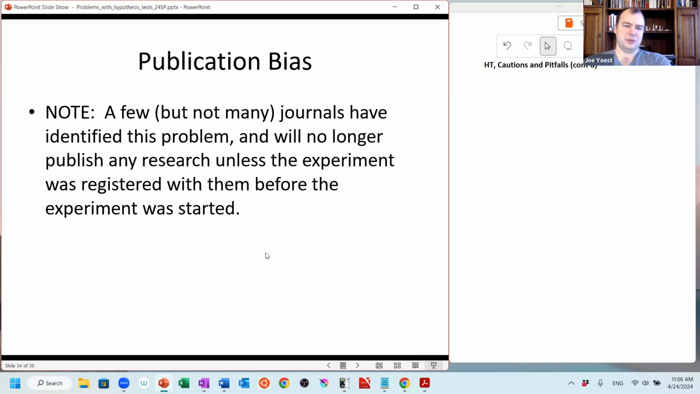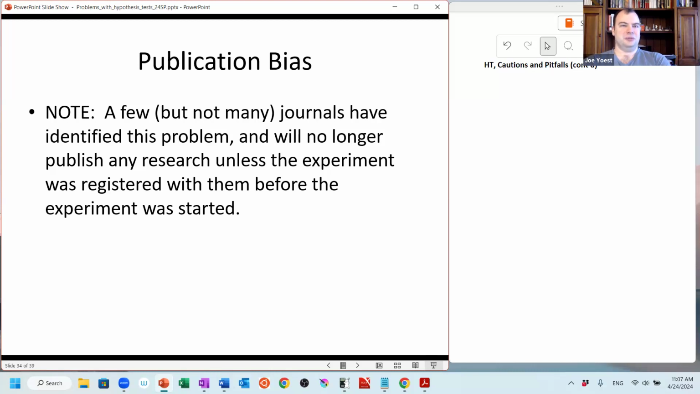There are some journals, but as far as I can tell, not any of the big ones, that have started trying to address this problem and started saying, okay, if you want to publish the end result of your study with us, before you run your experiment, you have to register your experiment with us. All you have to do is tell us, I plan to do this experiment in this field. This is what I'm going to do. And you tell us ahead of time. And then at the end, you can publish with us if you want to.